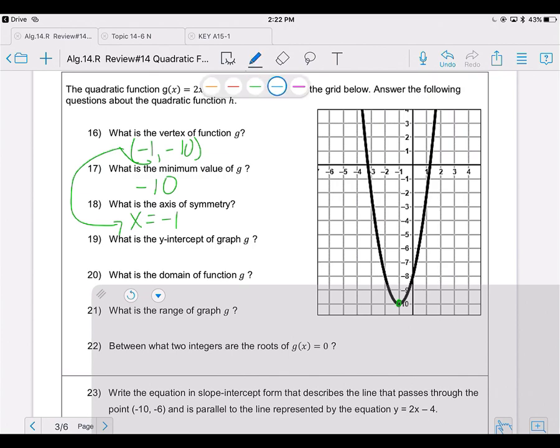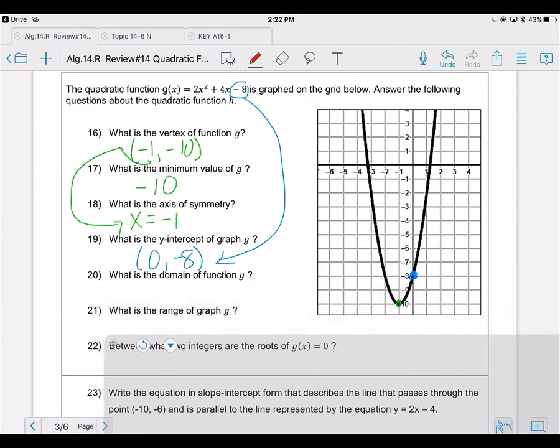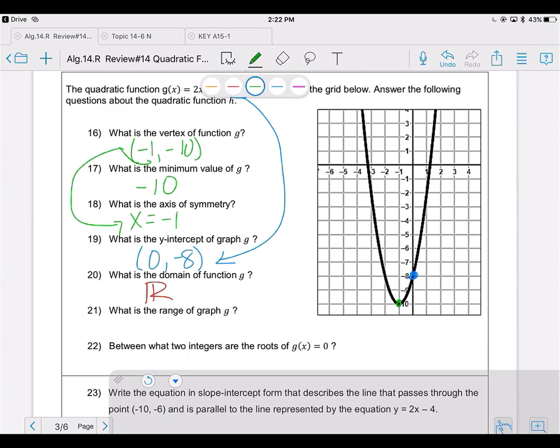The y-intercept is where it crosses the y-axis. This one crosses at -8, and it is always written as a point 0, -8. Also remember your y-intercept can also just be that c value from your equation. Domain is always all reals. Range uses the y from my vertex. So I have y and -10.